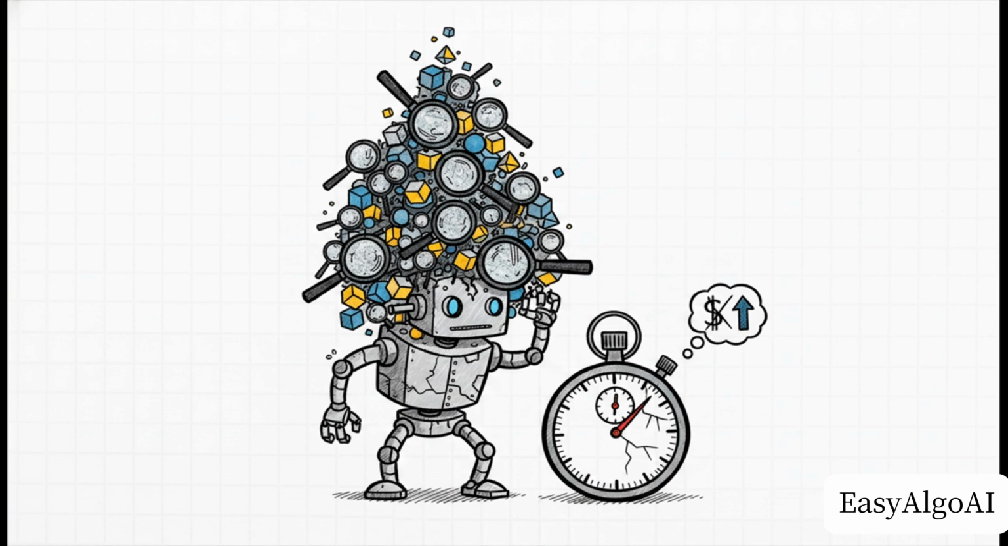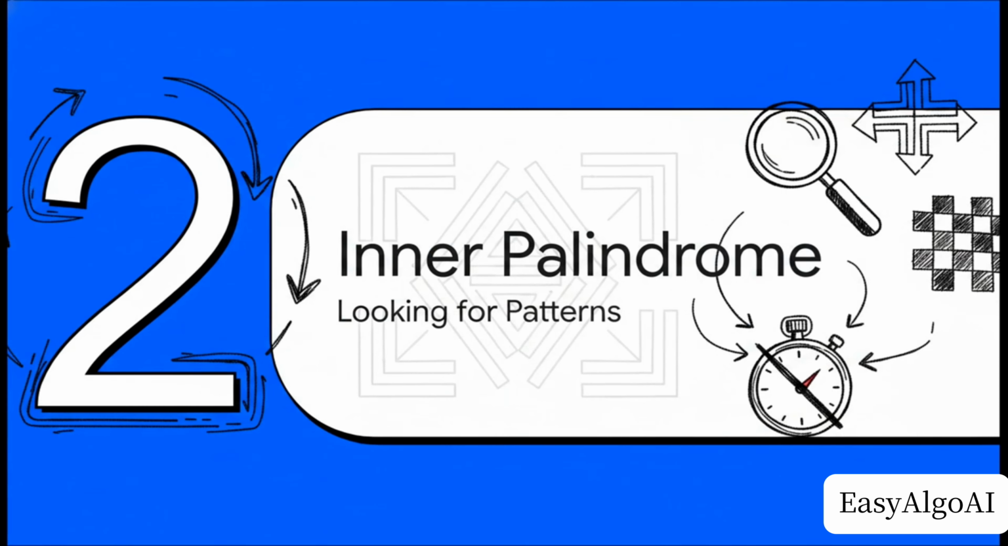It's basically a computational villain. It's just way too slow. To put that into perspective, if you pass a string of just 1,000 characters into an O(n³) algorithm, you're suddenly looking at 1 billion operations. No way. We need a much smarter way forward. So that brings us to Section 2, finding the inner palindrome.